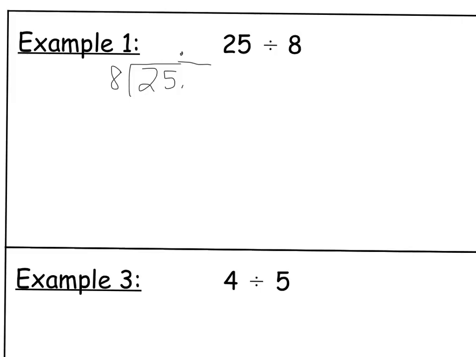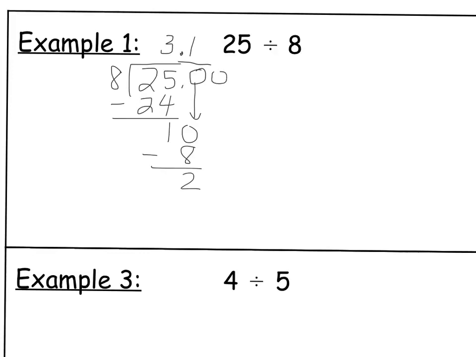How many times can 8 go into 25? That's 3 times. Then you multiply. 3 times 8 is 24. Then you subtract. 5 minus 4 is 1, and 2 minus 2 is 0. Then you want to bring down, but as you can see, I have nothing to bring down, so add a 0. I'm bringing down the 0, then I'm going to divide. 8 into 10 goes 1 time. 1 times 8 is 8. 10 minus 8 is 2.